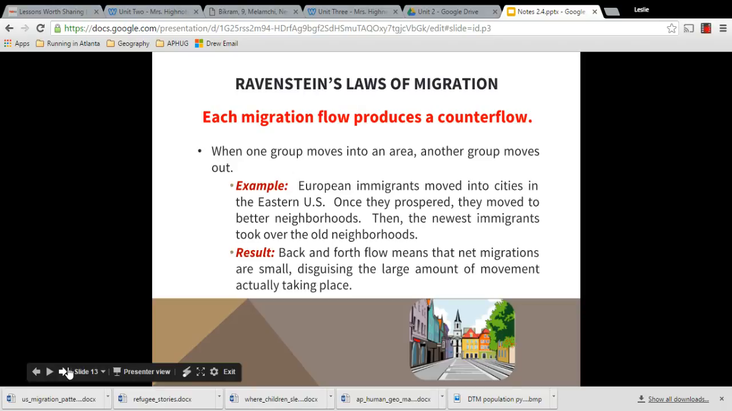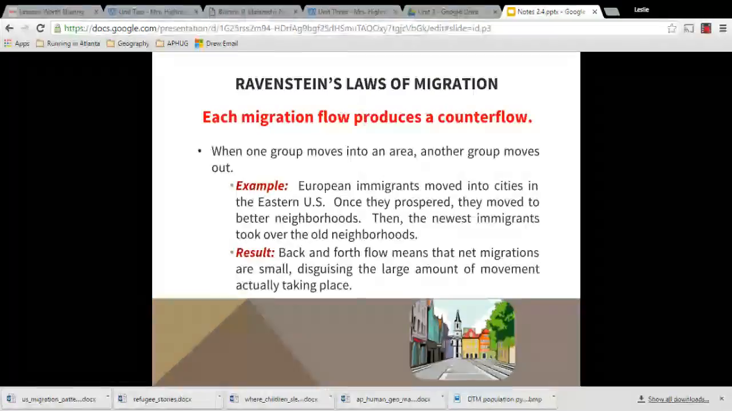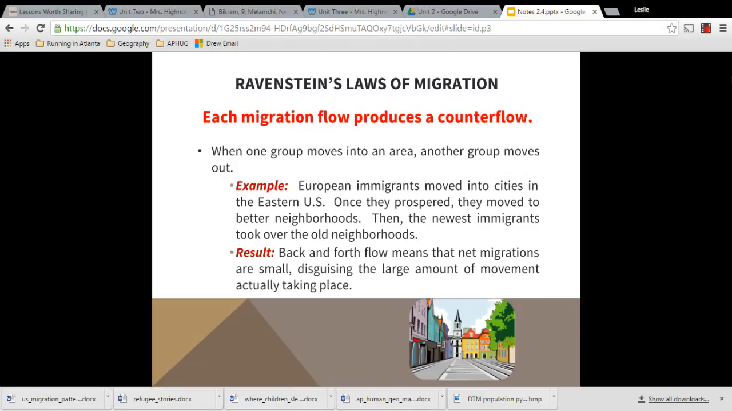The third of Ravenstein's laws of migration, you can hear my dogs in the background. So the third law of migration is each migration flow produces a counterflow. When one group moves into an area, another group moves out.